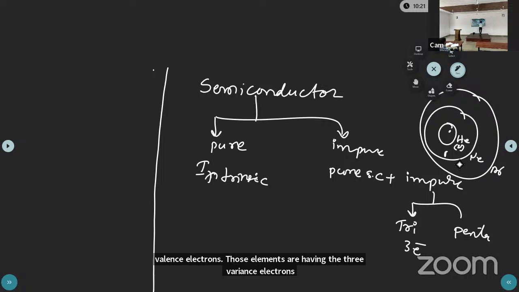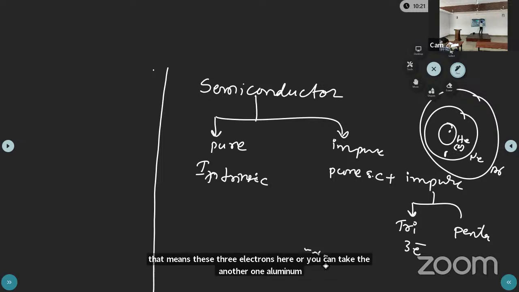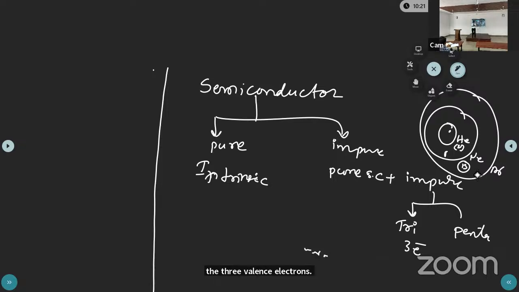Or you can take another one, aluminum, which is 13, with 3 valence electrons. The other 10 electrons are in strong covalent bonds, so we can't break those electrons. That's why helium, neon, and argon, the noble gases, we can't break. Aluminum has atomic number 13 and 3 valence electrons, so those elements are called trivalent elements.